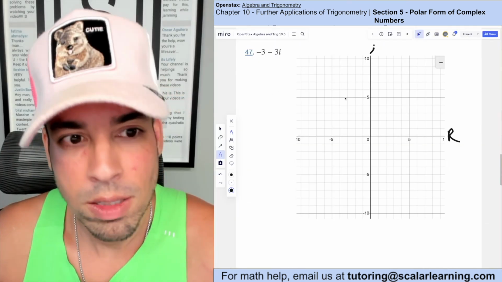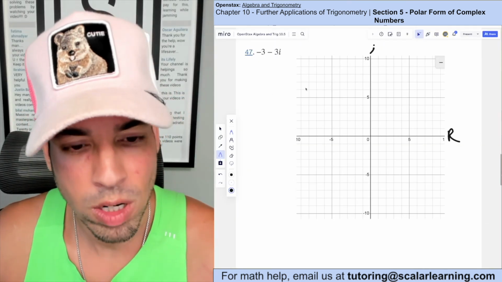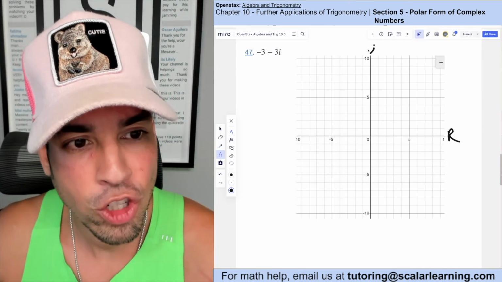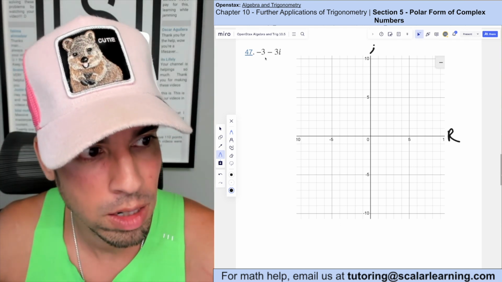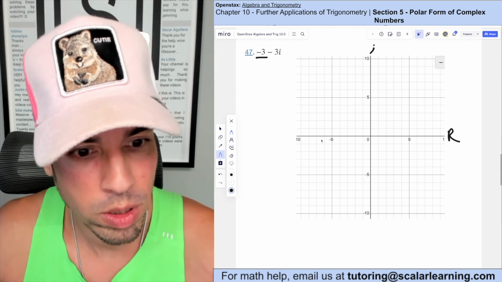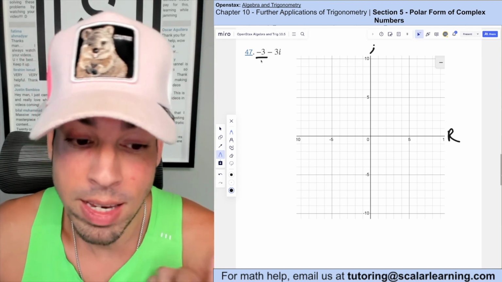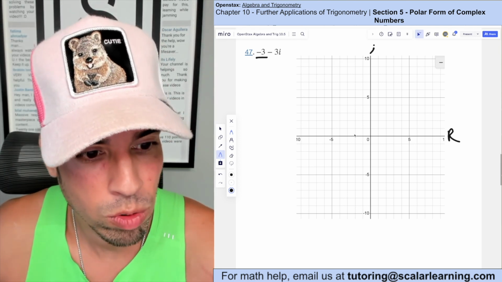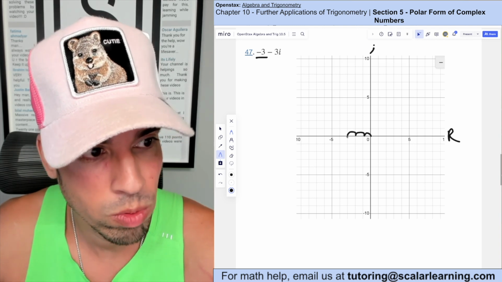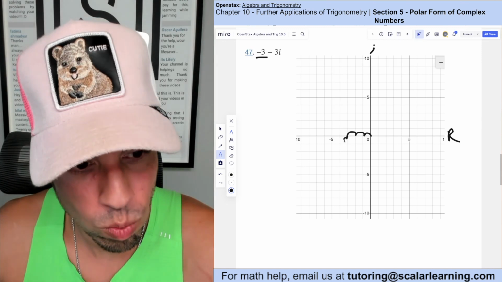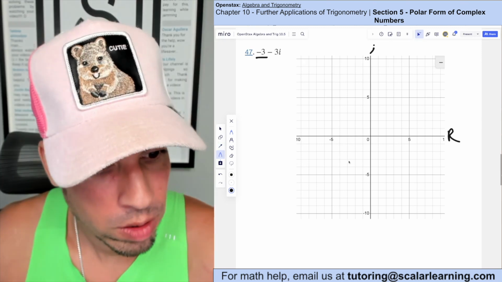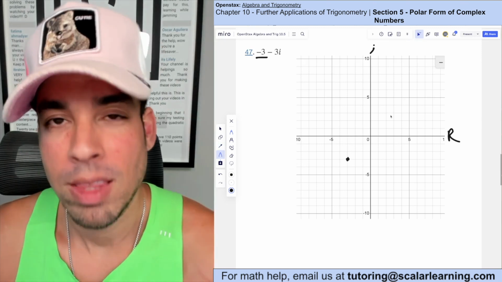Done. So to plot something like this in our complex plane, the imaginary is going on the y-axis, and then the real portion right here is going this way. So we got a real value, aka an x value of -3. So we go 3 to the left, 1, 2, 3. And then we got an imaginary component of -3. So we go 3 down, 1, 2, 3, which would give us a point right here. That's how you do it.